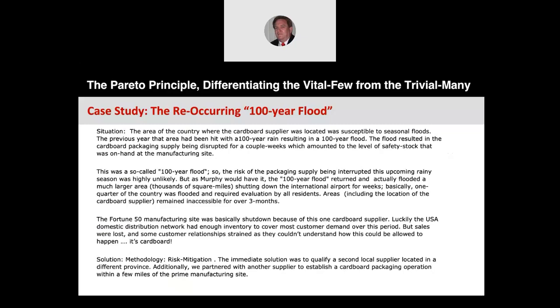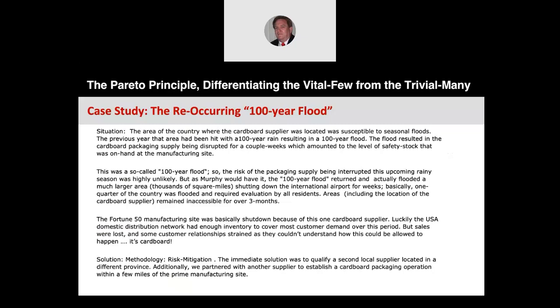This being a low commodity item, cardboard, the company did not have 3 months of inventory on hand. So the manufacturing site was basically shut down because of this one supplier. Luckily the U.S. domestic distribution network had enough inventory to cover most demand over this period, but sales were lost. Some customer relationships were strained. They just couldn't understand, how can I not get my shipment because you don't have cardboard?